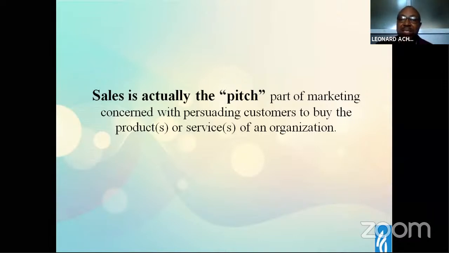Sales is the actual persuasion of customers to buy the goods. All the machinery has been put in place by marketing. Then sales implements, sales drives, sales persuades the customers to buy the products and services. It is sales that brings marketing in direct contact with the end user, the buyer.